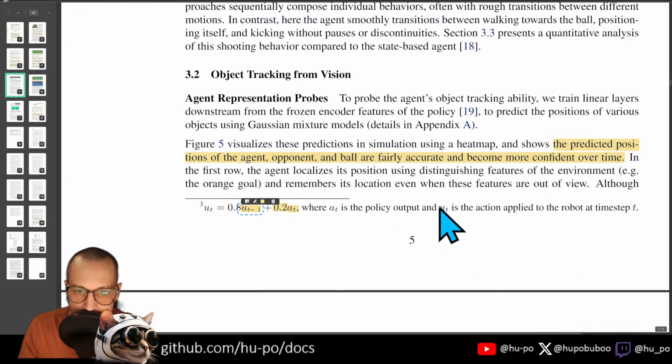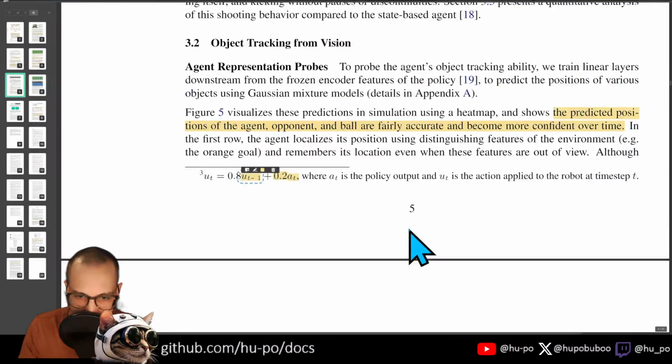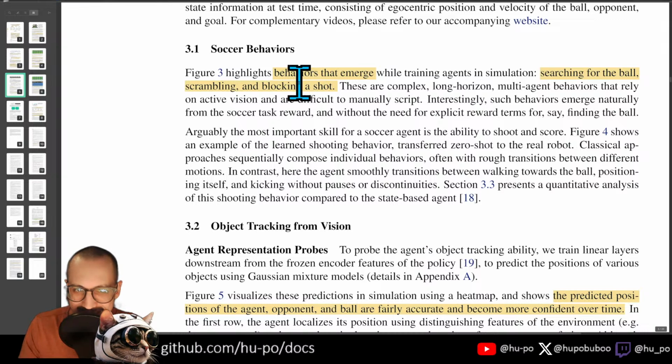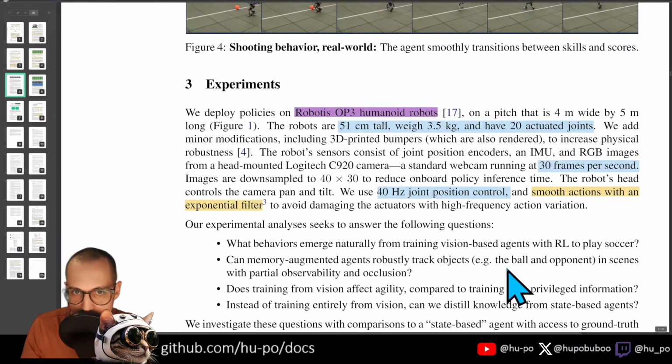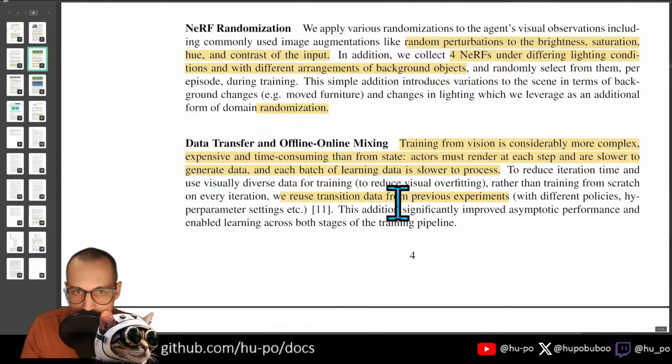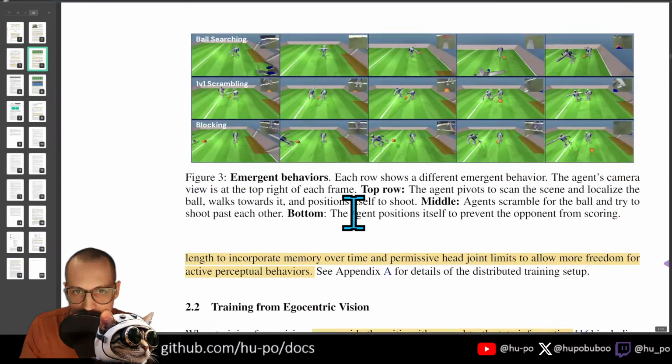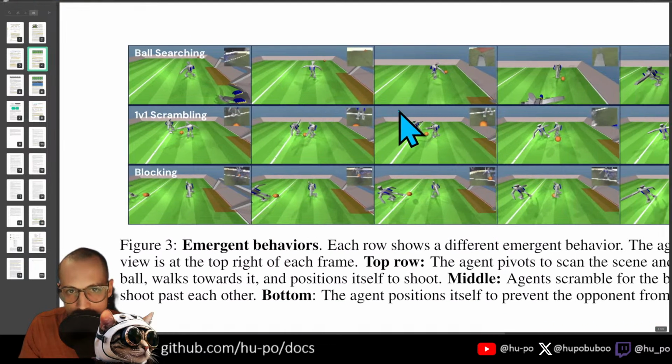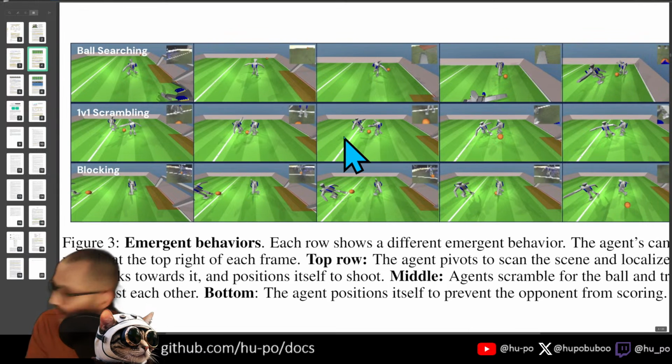Emergent behaviors. Let's talk about emergent behaviors. There are behaviors that emerge, such as searching for the ball, scrambling, and blocking a shot. Okay, so what is searching for the ball? You see this robot up here? It's searching, it's moving its little head to try to find the ball. So it's like looking left and right. It's going like this. It's searching for the ball.